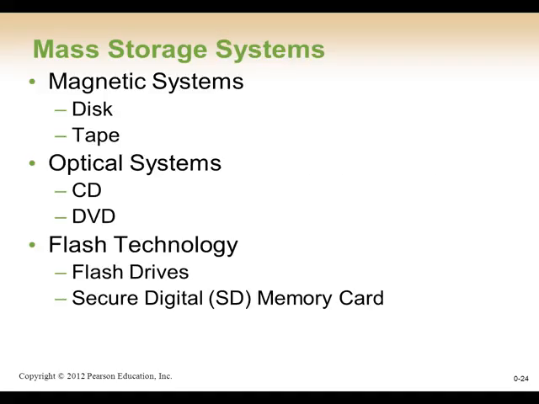The magnetic systems are the ones that use magnets. If it was magnetized, that means it was on. If it was not magnetized, then it was off. 1 and 0. Optical was using the optical system for CDs and DVDs. That's what we are using right now. And then we have the flash technology for a flash drive and SIM card.